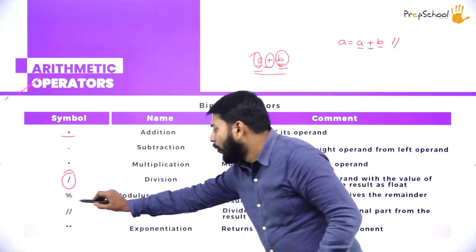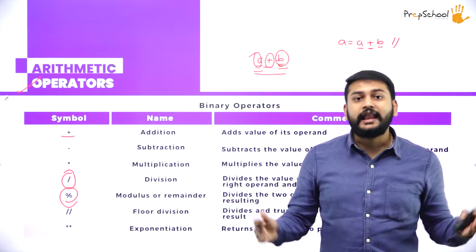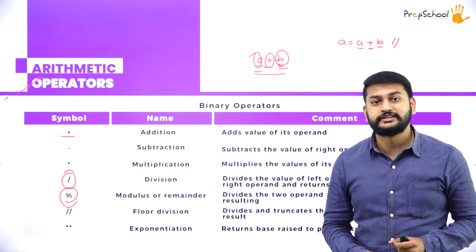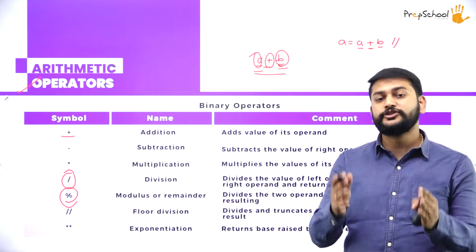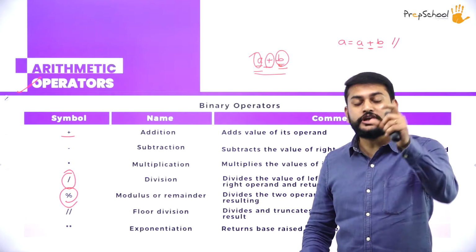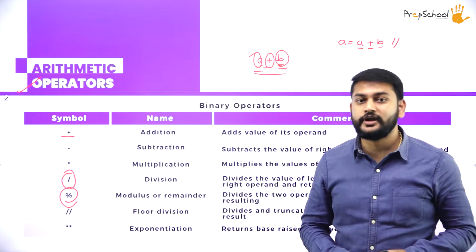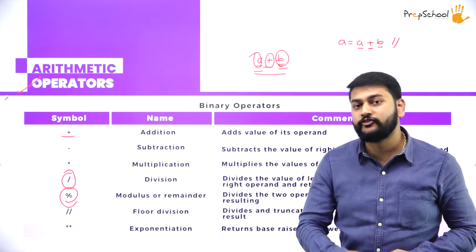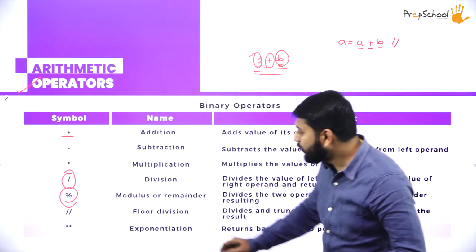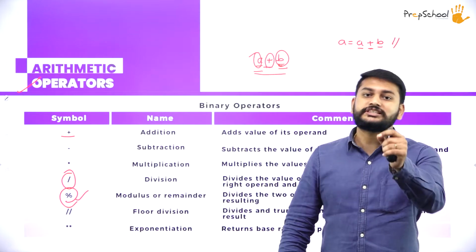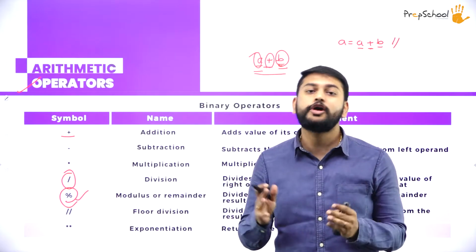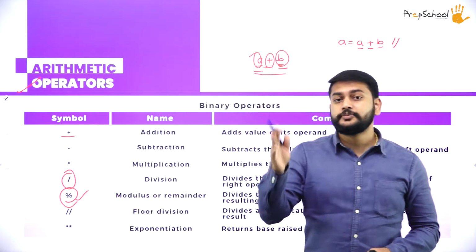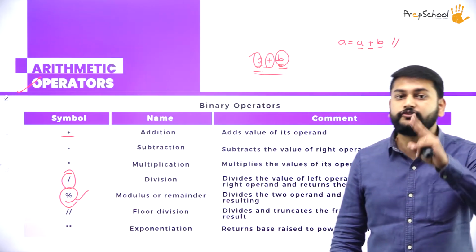So why do I have this percentage? To calculate the percentage, is it? No, to calculate the modulus. Suppose you divide any number, and you need to calculate the remainder value. If you want to find out the remainder value that you have got after the division, you will be using this operator. This operator is what I will call the modulus operator. So fine. What is the next one that I have? I have double forward slash.